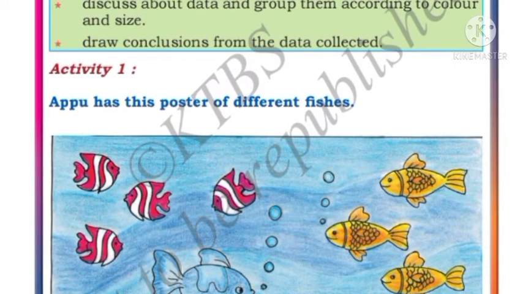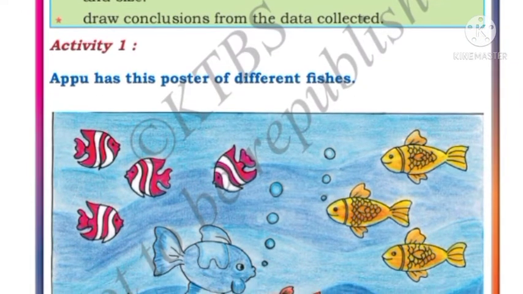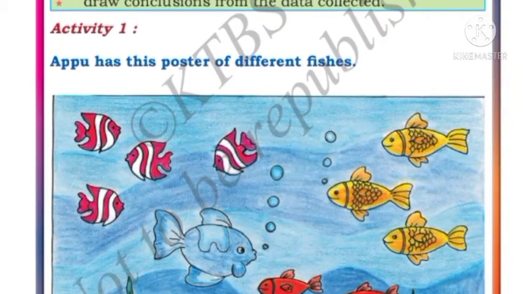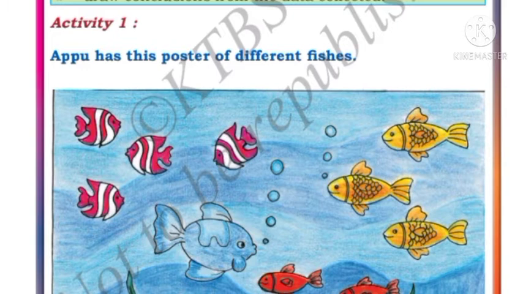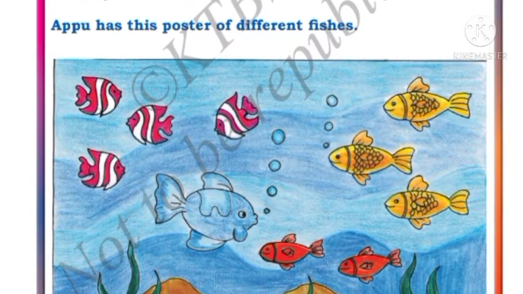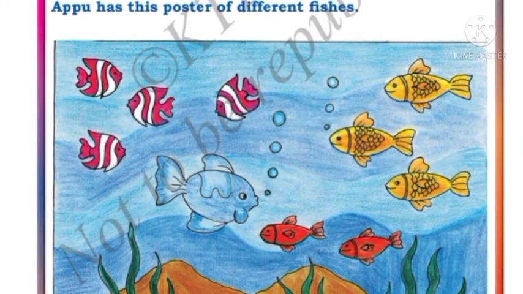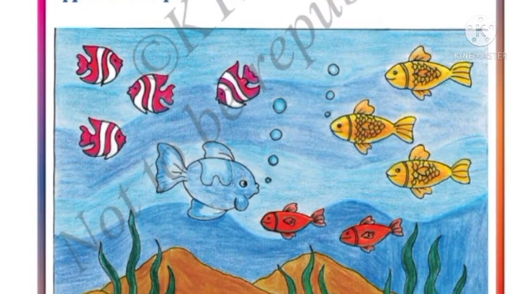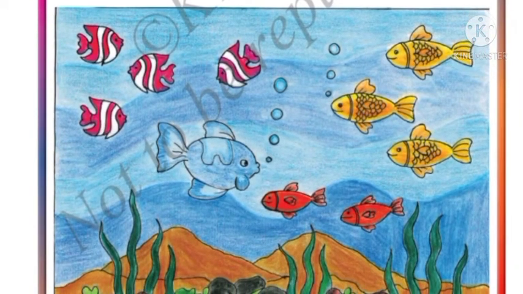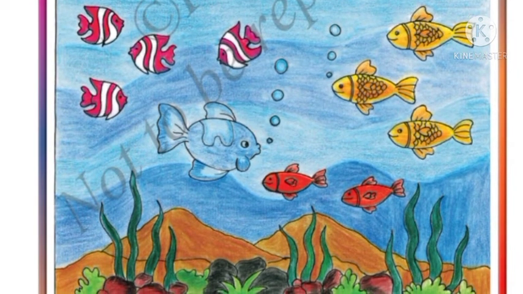See here children, first activity. Appu has this poster of different fishes. Here one picture is there. Can you see a picture here? What can you see in this picture children? Here you can see the different types of fishes, right? Can you tell me which types of fishes you can see here? How many yellow fishes can you see? You can see 3 yellow fishes, right? How many red and white striped fishes can you see in this picture children? You can see 4 red and white striped fishes. Then blue color you can see 1 fish, and red color you can see 2 fish.